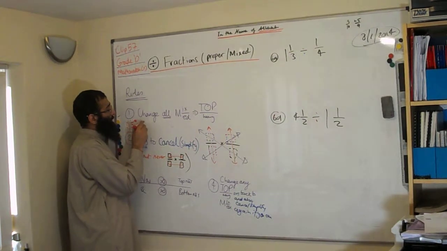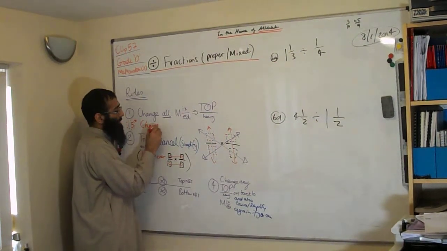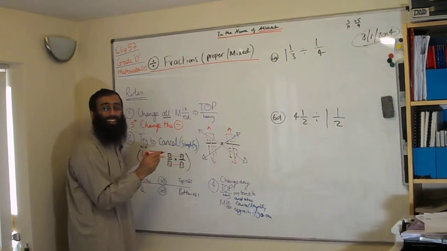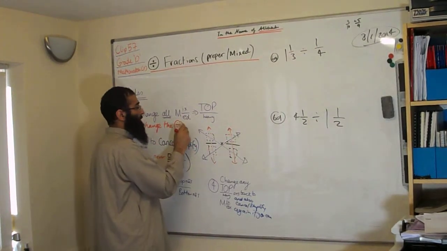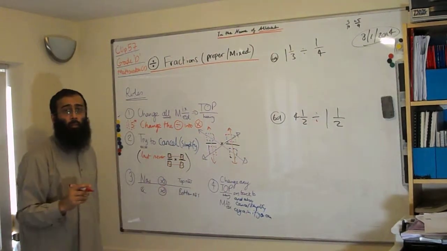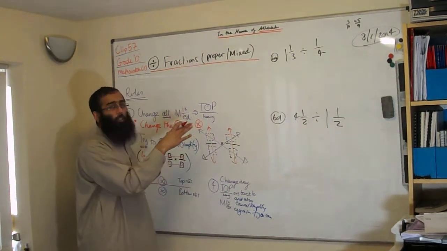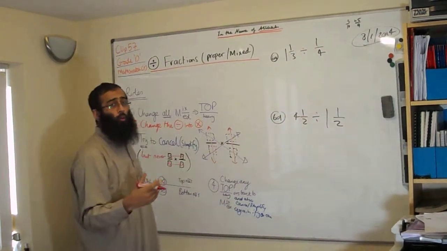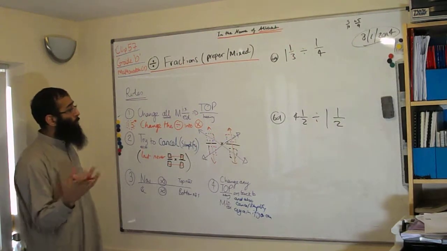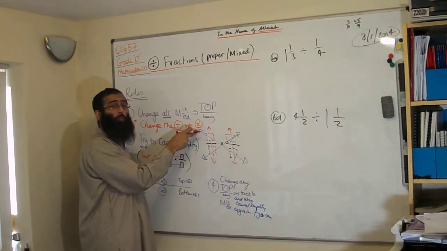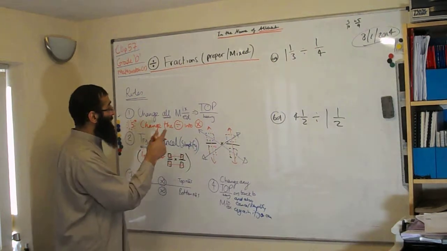We need to change the divide sign into a multiply sign. So after we've done the first step, changing mixed fractions into top heavy, we have to transform the question before we actually start doing it. It goes from being a division question to being a times question. We've got one more bit to do yet.